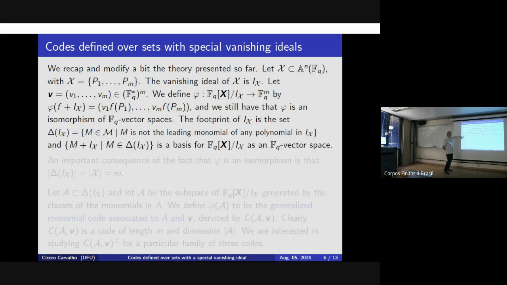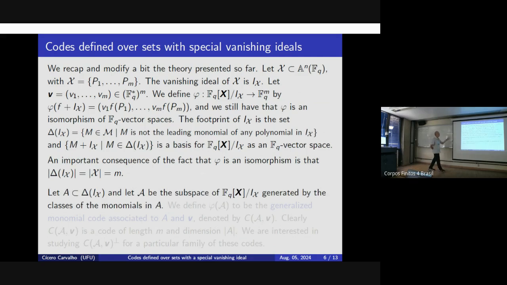For the footprint we still have it for X. We know that the classes of these monomials form a basis for that quotient as an F_q vector space. An important consequence of the fact that phi is an isomorphism is that the dimension here is the number of elements in the footprint, and the dimension on the other side is n, the number of points. This is a typical algebraic geometry equality, where you have an element that comes from algebra and an element that comes from geometry, each on one side of the equality.